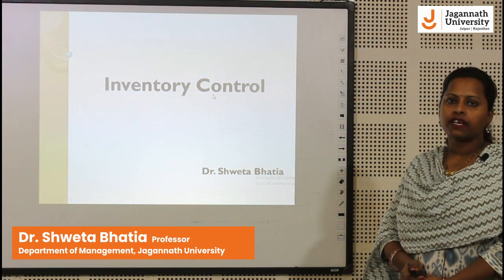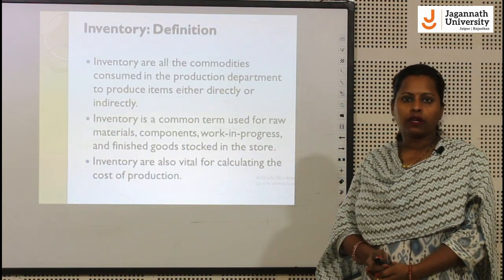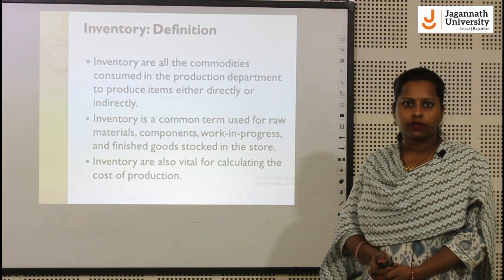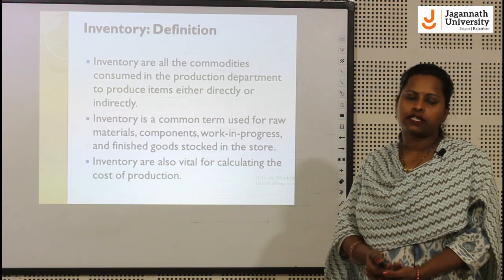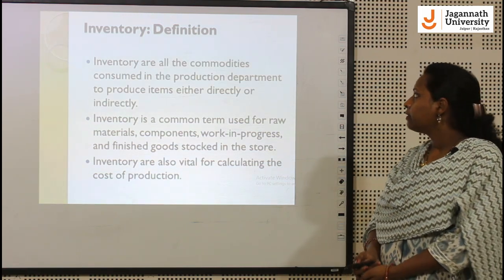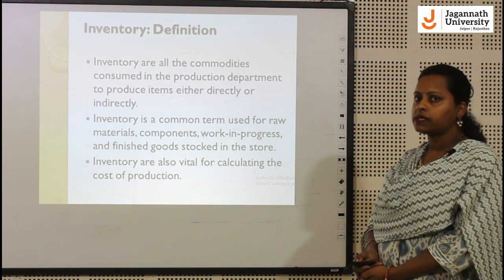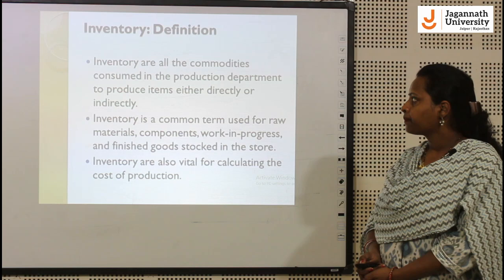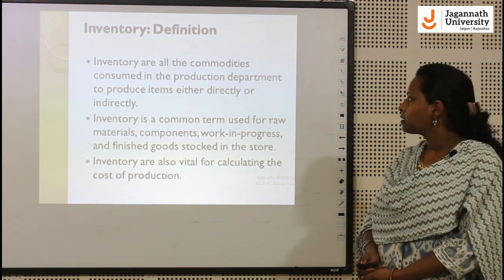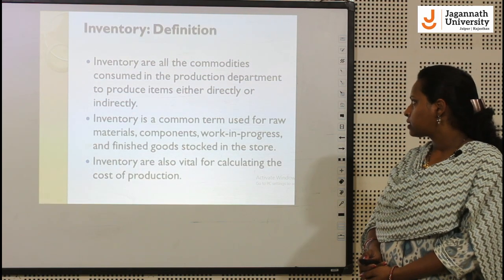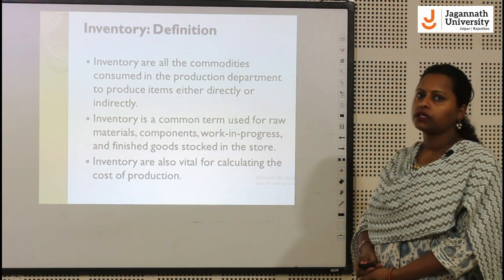In today's class we will cover inventory control. So what is inventory? As we all know, the raw material, the semi-finished goods, the finished goods and the components which are required for further processes are known as inventory. So inventory are all the commodities consumed in the production department to produce items either directly or indirectly. Inventory is a common term used for raw materials, components, work in progress goods, and finished goods stocked in the stores. Inventory is also vital for calculating the cost of production.